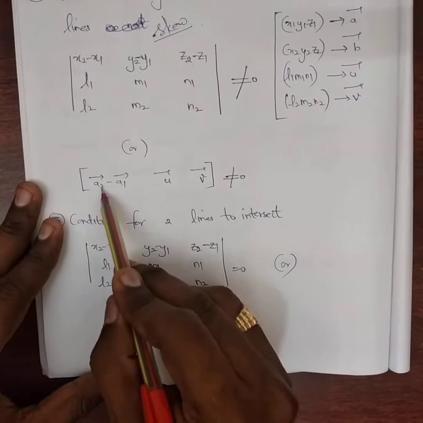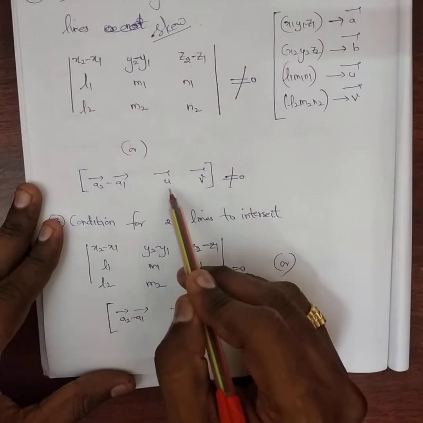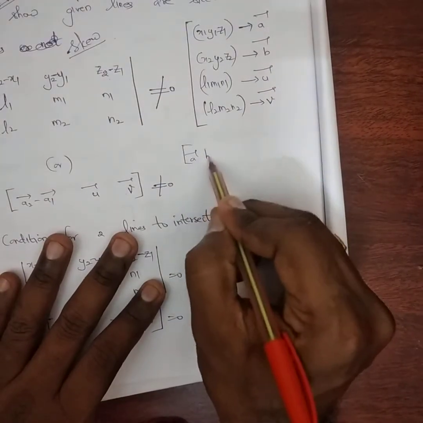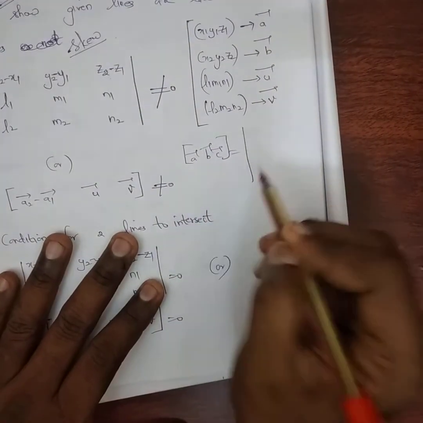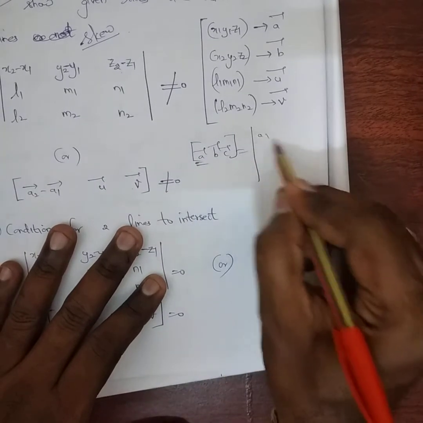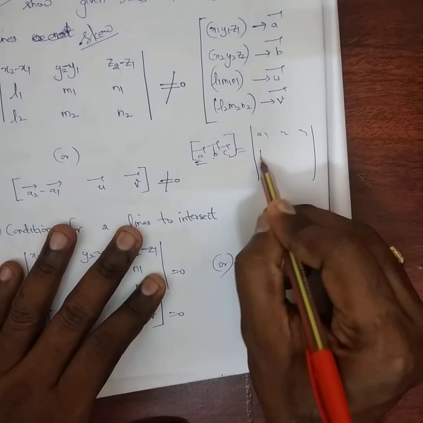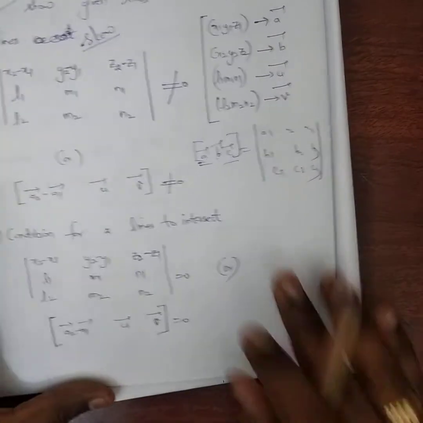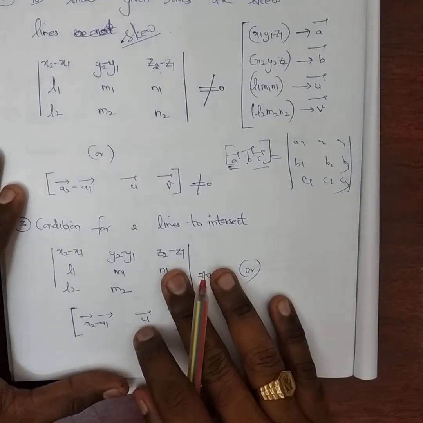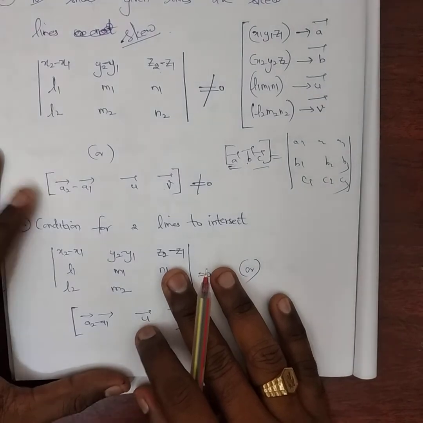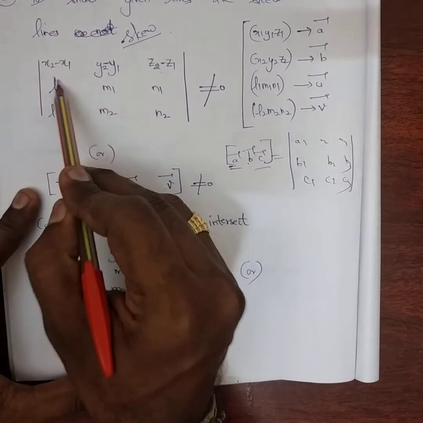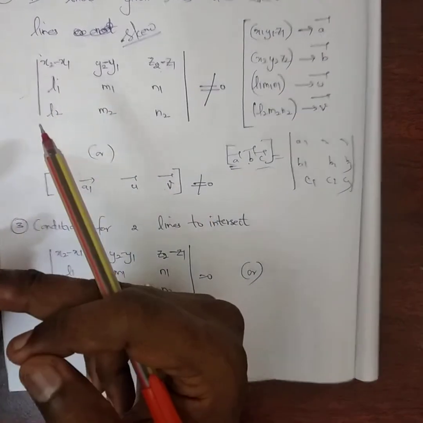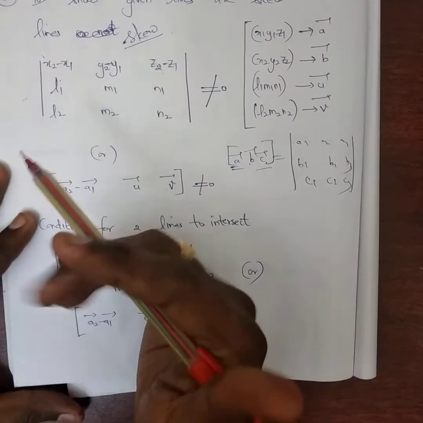Otherwise, you can take the box of A2 vector minus A1 vector, U vector, V vector. You know what a box is? The box of A vector, B vector, C vector is the determinant with rows A1, A2, A3, B1, B2, B3, C1, C2, C3. So the box of A2 minus A1, U vector, V vector is not equal to 0. Why? Because that one is the Cartesian form, containing x, y, z elements.